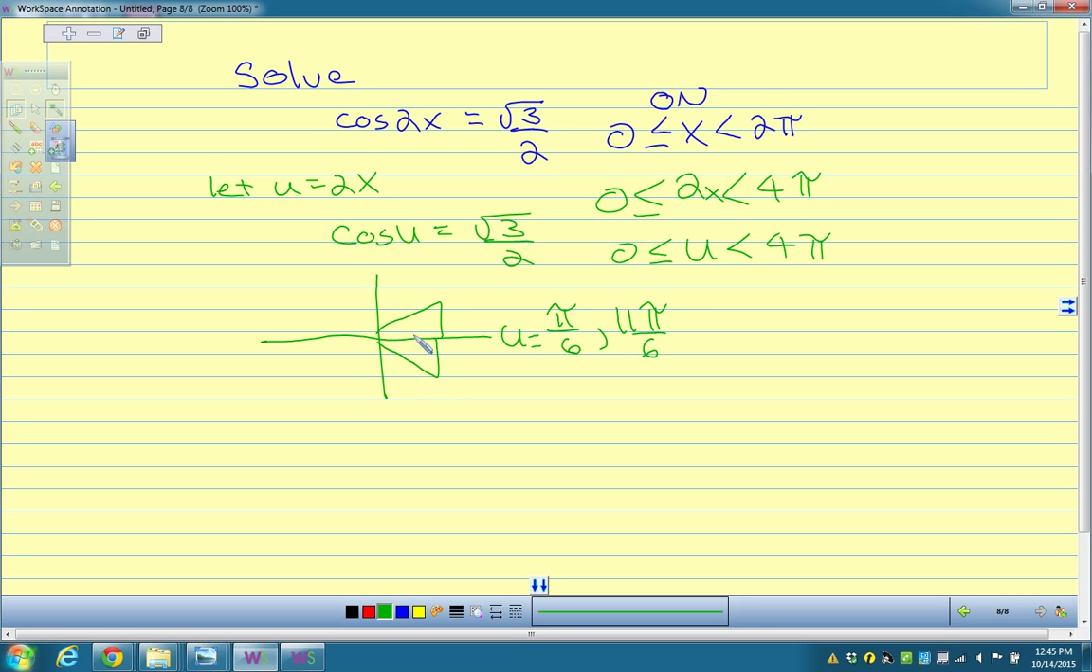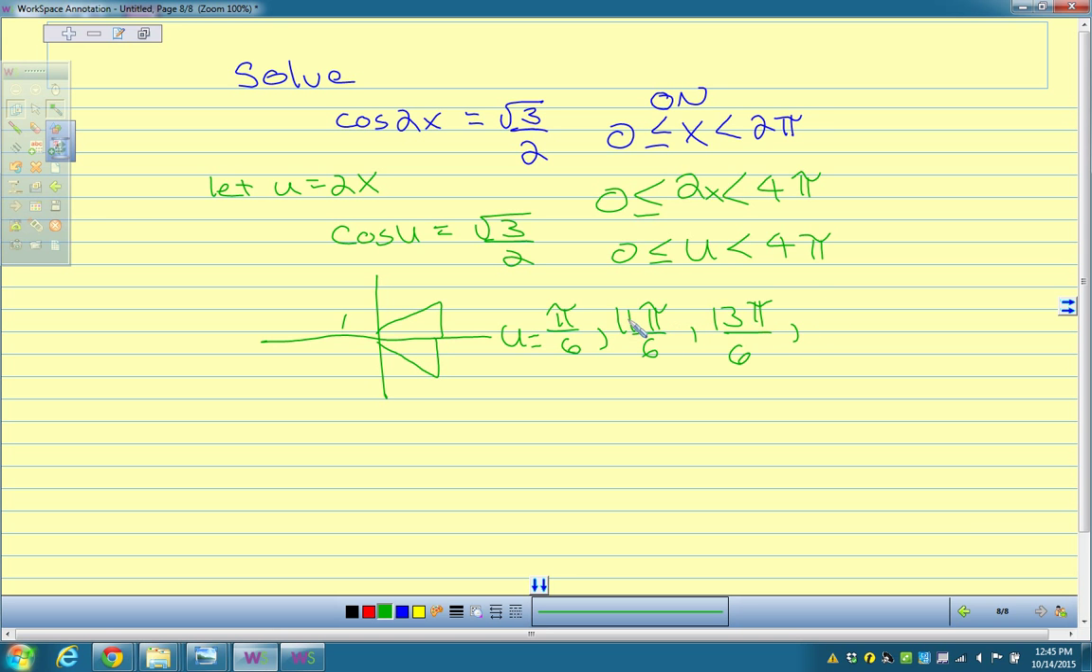So if I go around the circle again, what is that called? How many pi's over 6 is that? Very good. Who said that? Very good, Cassie. 13 pi over 6. And if I go around the circle again from 11 pi over 6, how many is that?